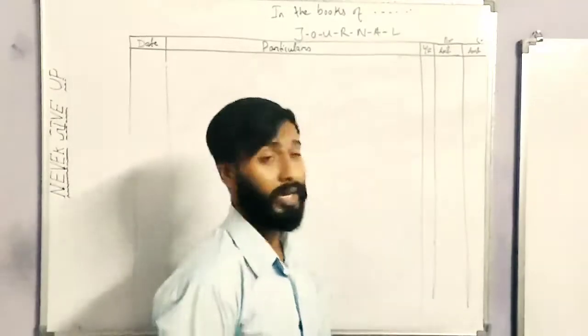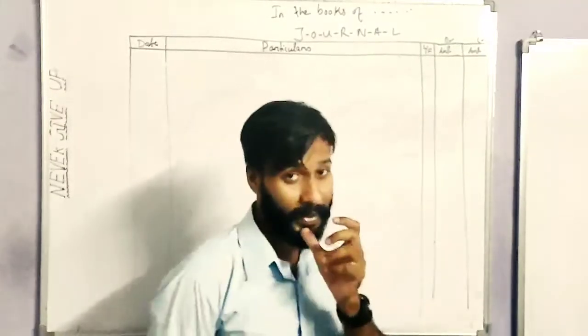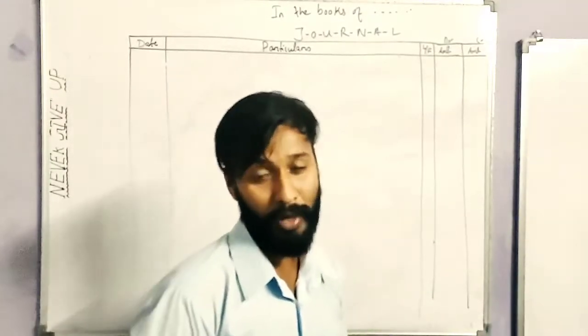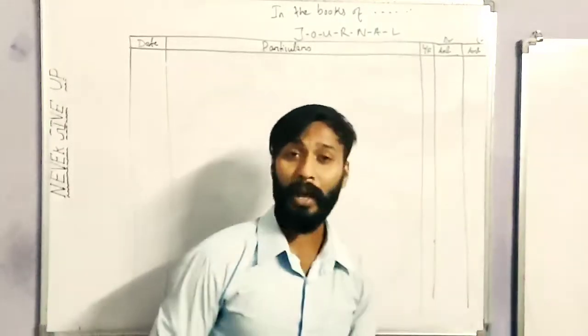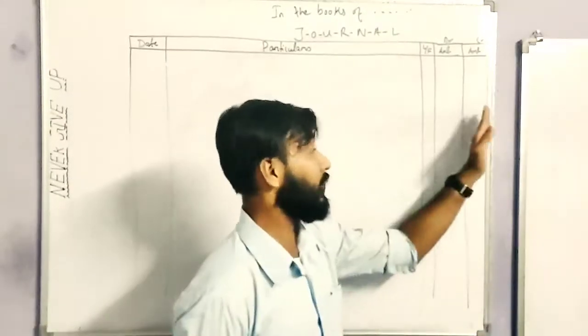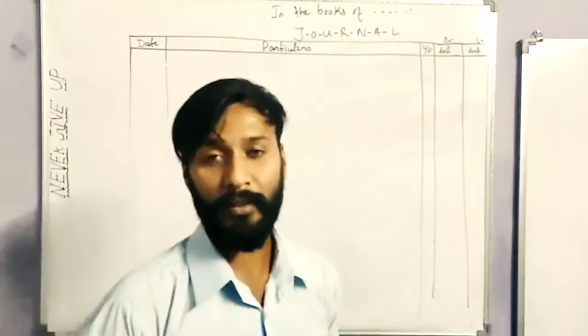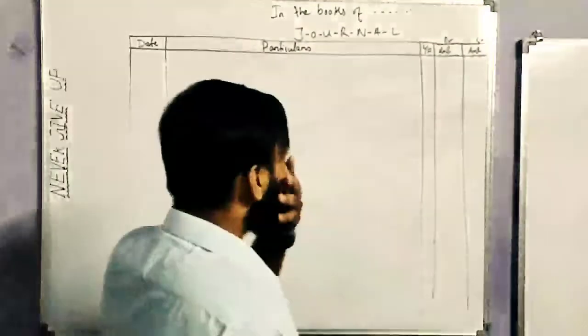Next come to the amount columns. The first amount is the debit amount. Whatever the debit amount will be, it will be recorded in the first amount column. And the last one is the credit column. Alright? So let us check one transaction.